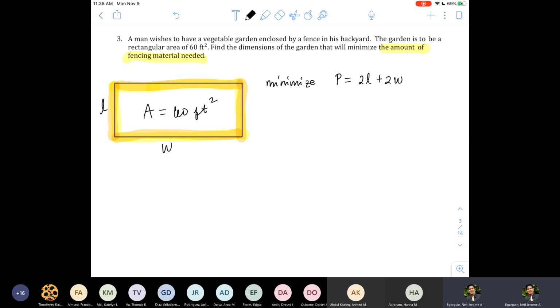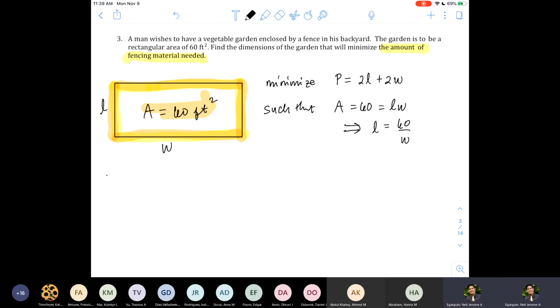So these 2 variables are connected with the requirement that the area should be 60 square feet. So we can say, such that the area is 60 square feet. But remember, the area is computed as the length times width. So from that information, I can solve for one variable in terms of the other. For instance, here I can say the length can be written as 60 over W.